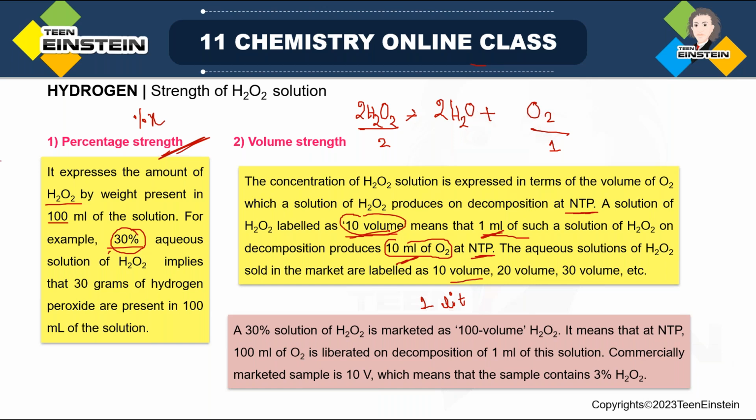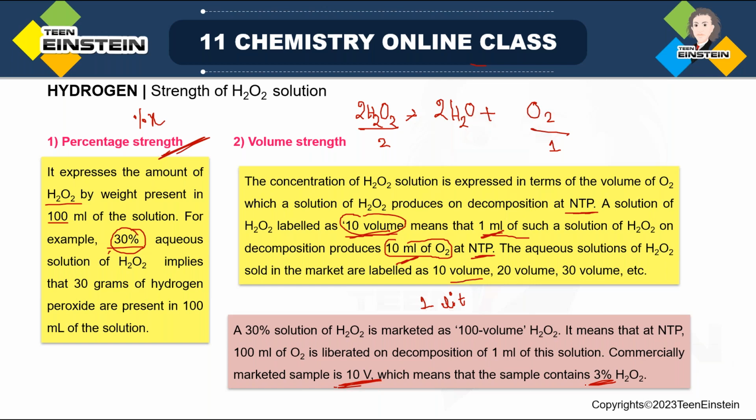So it means that at NTP, 100 volume means from 1 ml of this solution, 100 ml of O2 will be liberated. That is the definition of volume strength. Now, when the percentage strength is 30%, the volume strength is 100. That means when it is 10 volume instead of 100 volume, the percentage is also decreased to 3%. You have reduced 10 times, 100 to 10, and this is also reduced 30 to 3.